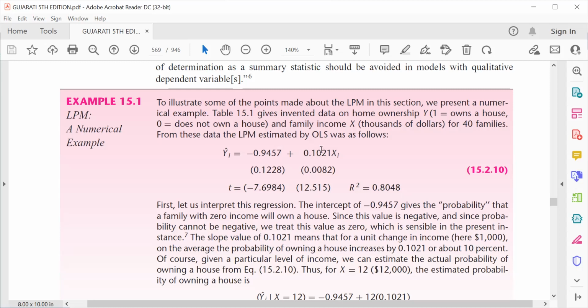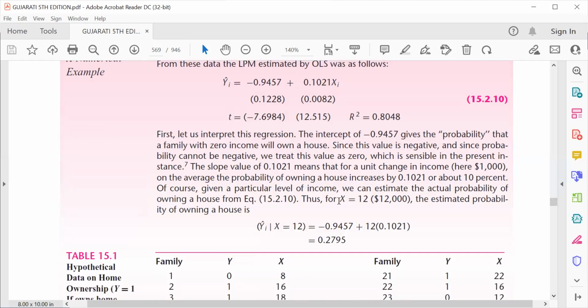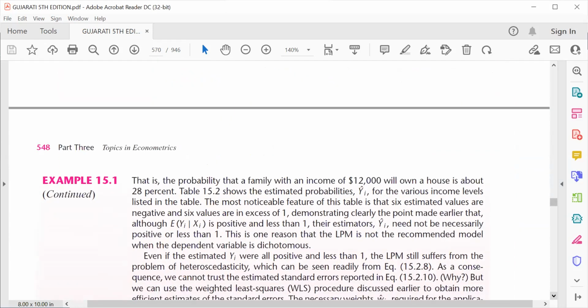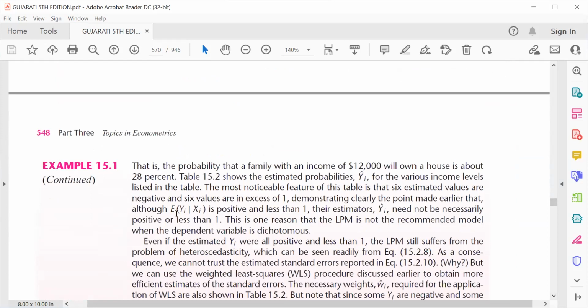The slope coefficient of family income is 0.1021, which means that for a unit change in income, for example here 1,000, on average the probability of owning a house increases by 0.1021, or about 10%. Of course, given a particular level of income, we can estimate the actual probability of owning a house. For example, if X is 12,000, the estimated probability of owning a house is about 28%.